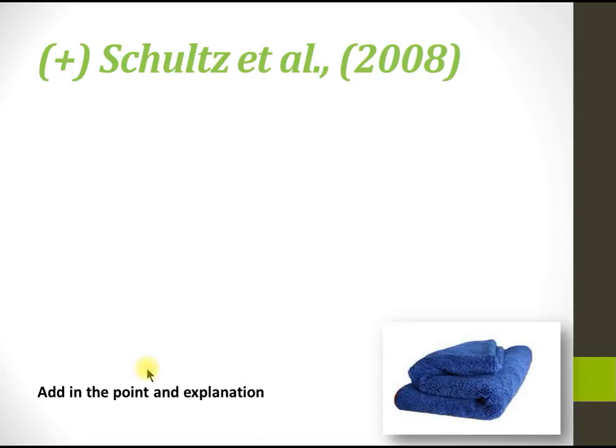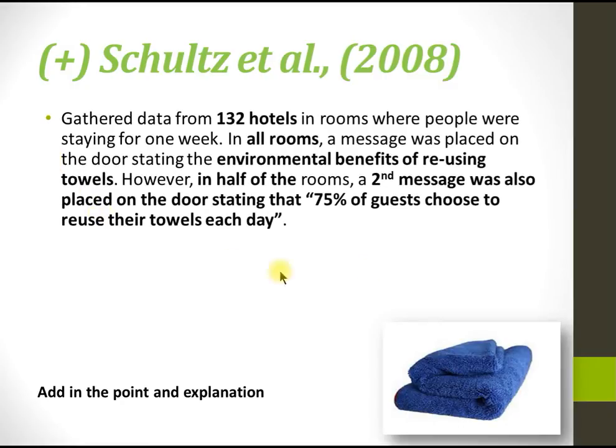So let's take normative social influence and compliance, and they're linked. Normative and compliance are linked. So remember, compliance is I publicly change my behaviour and or attitudes, beliefs, but privately keep my views. And I do that in order to fit in with a particular group. So Schultz et al. 2008, they gathered data from 132 hotels in rooms where people were staying for 1 week. In all rooms, a message was placed on the door stating the environmental benefits of reusing towels.